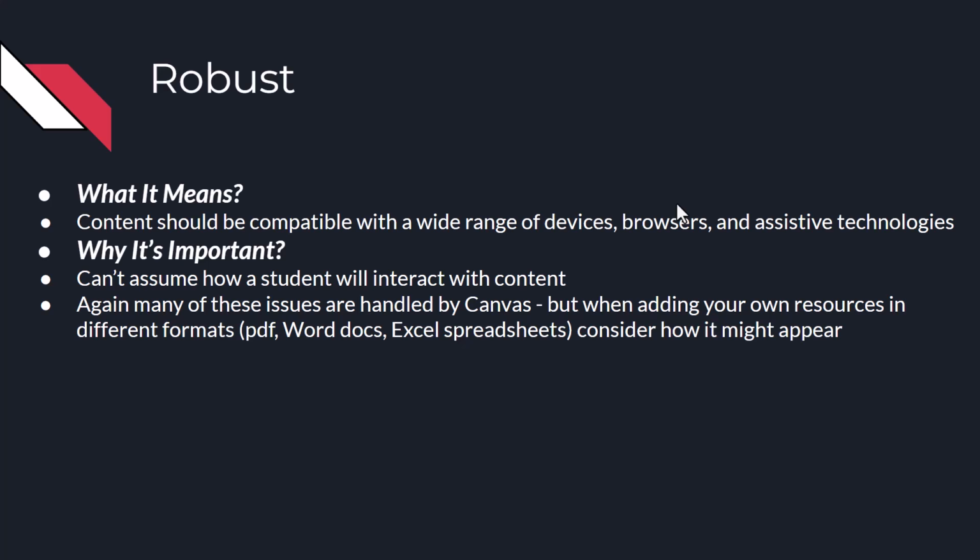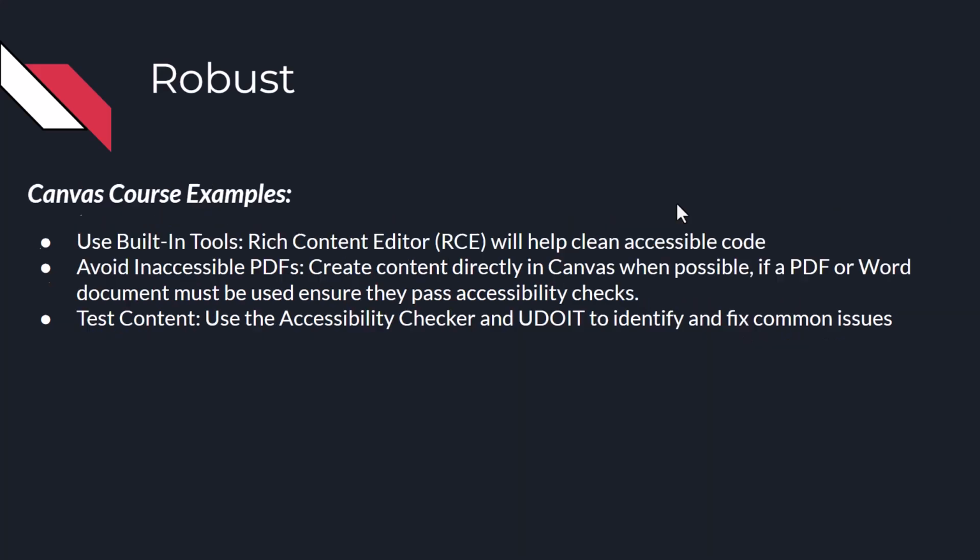But when you get into adding your own documents, whether it's a PDF or an Excel spreadsheet, that stuff might not always appear the same way. So you just got to be cognizant of that. Simple things you can do: just make sure that when you can use the rich content editor, that helps to keep things clean and accessible. Try to avoid making things in external content if possible. If you can make it as a Canvas page, make it as a Canvas page. If it has to be a Word or a PDF, just make sure that it passes the accessibility checks.